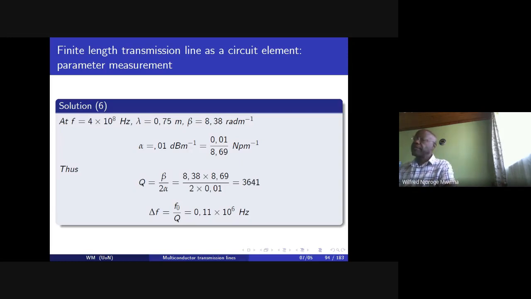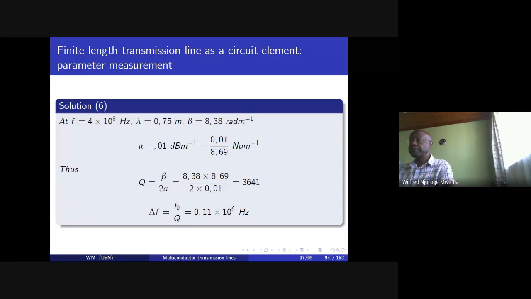Usually, the bandwidth of a given circuit would be given in terms of fractional bandwidth. By definition, in our courses of electrodynamics and telecoms, the fractional bandwidth is usually the bandwidth of the circuit divided by the operating center frequency, which is F naught. So delta F by F naught will give us the fractional bandwidth of that circuit. So we can quickly try to get the fractional bandwidth of this circuit.